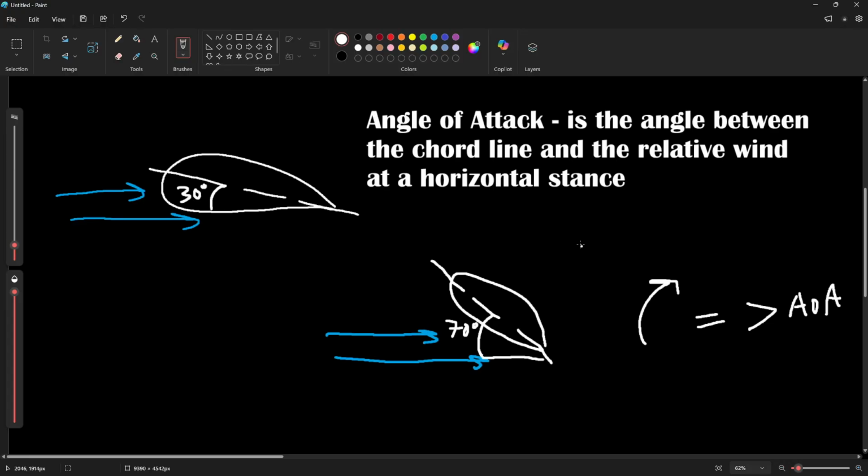So that is the angle of attack. The angle of attack can also be changed by the pilot. Generally, you do not want too high of an angle of attack, since that will indicate a stall. If you're going too high, too fast, you indicate a stall.